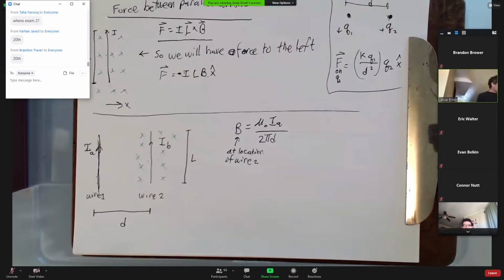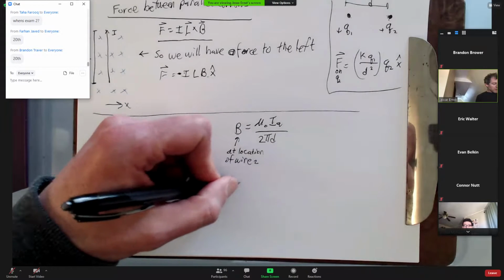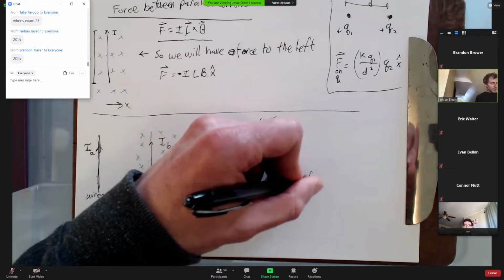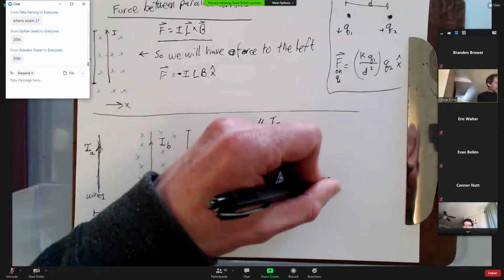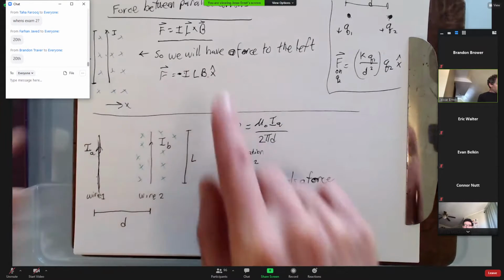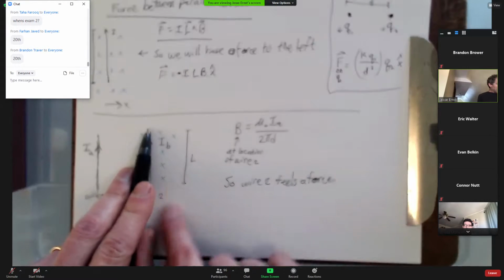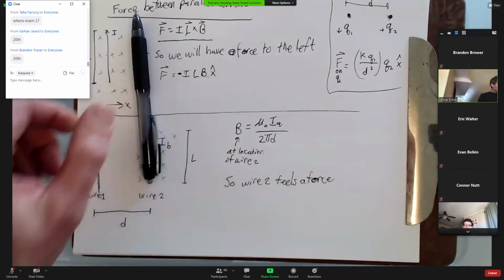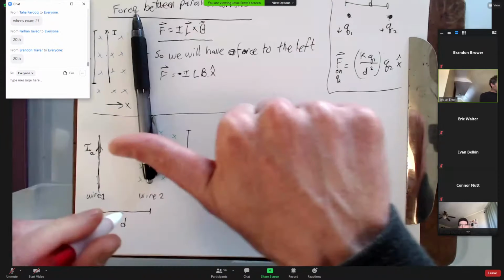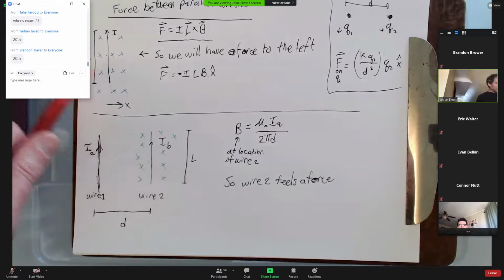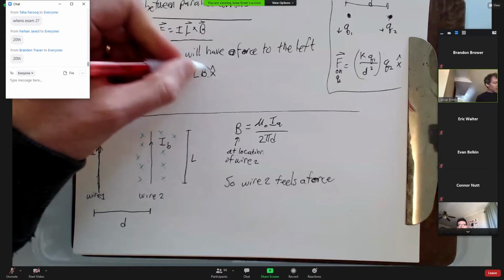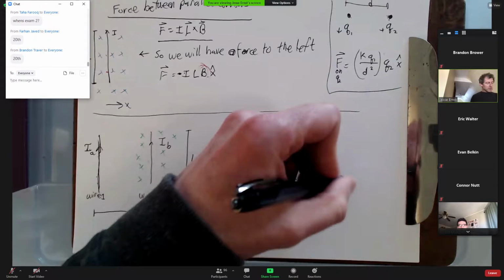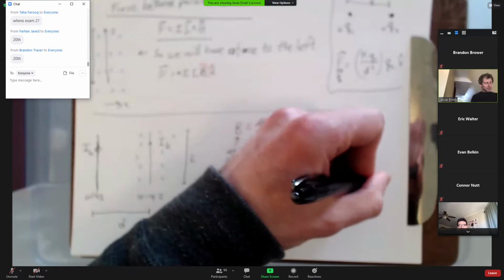So the force that wire 2 feels: it's the same thing we just did. You've got a wire carrying current IB in a B field of this strength, and IB cross B, which is into the page, is going to be to the left. Again, it's the problem we just did. The only difference is now we actually know how strong a B field this wire is in. So wire 2 feels a force to the left.